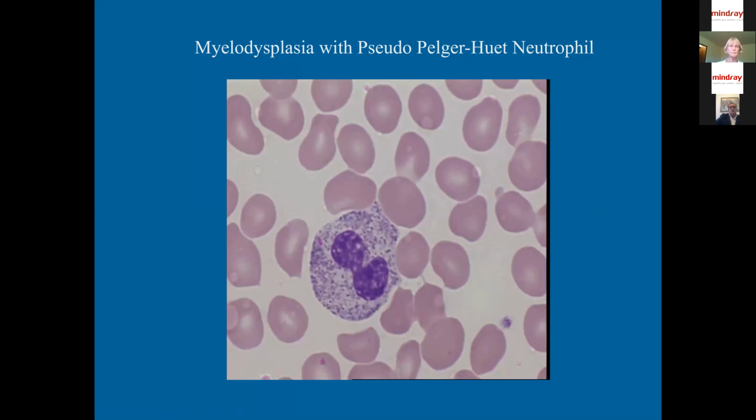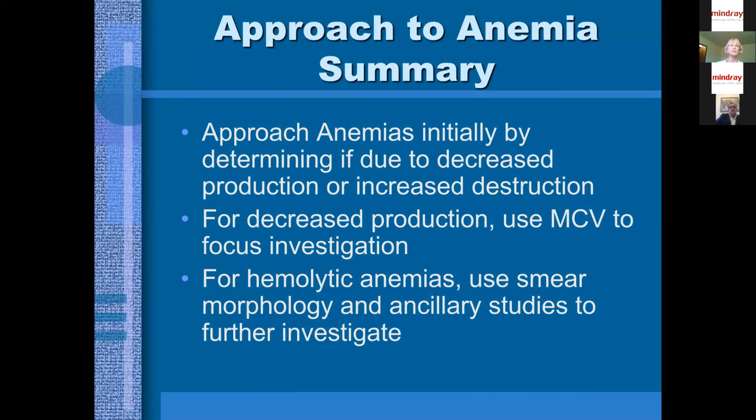So in summary, the approach to the anemias is initially to determine if the anemia is due to decreased production or increased destruction, which can also include blood loss. For decreased production, use MCV to focus your further investigation. And for hemolytic anemias, the smear morphology and ancillary studies, as the smear morphology can help very much in focusing your additional studies to determine the cause.